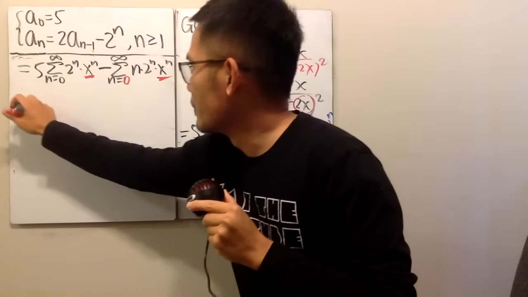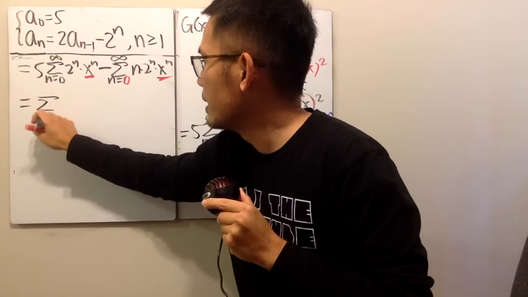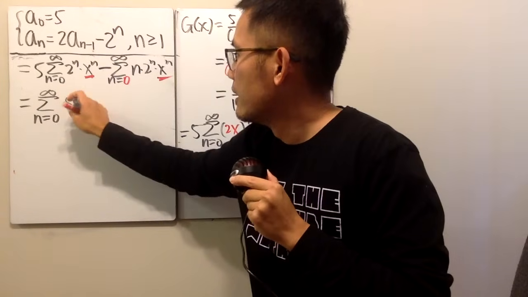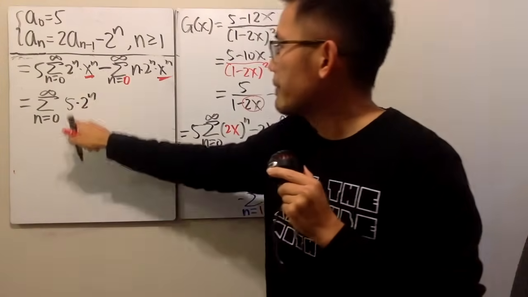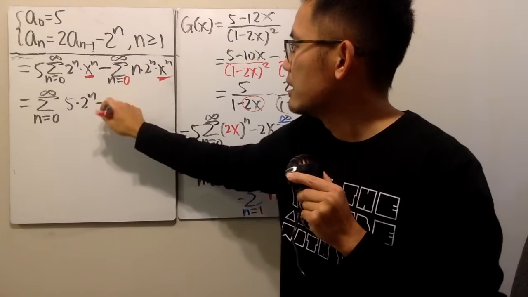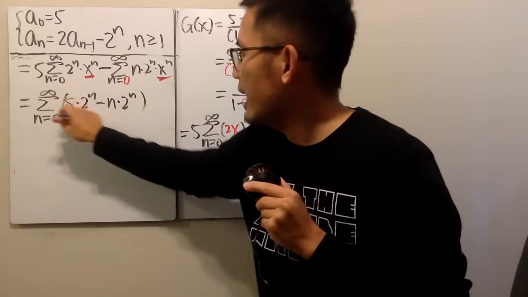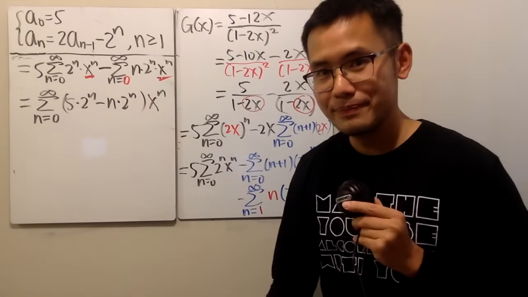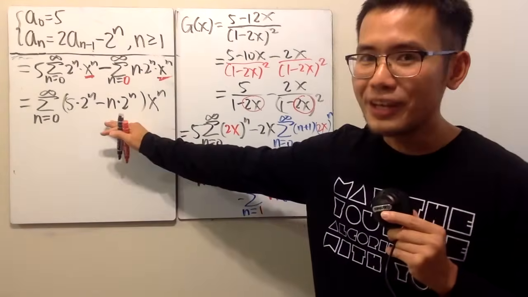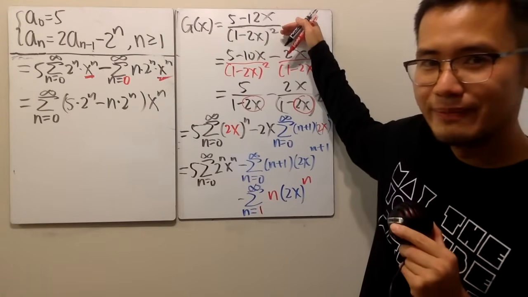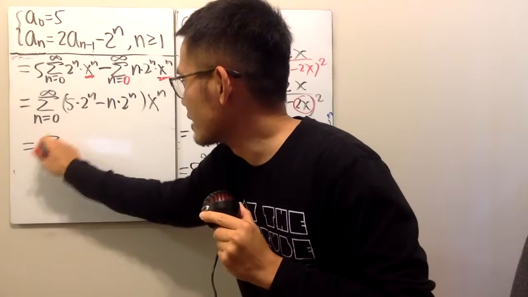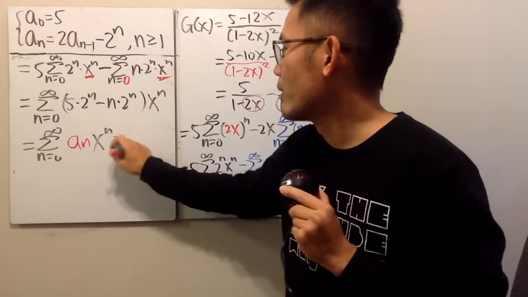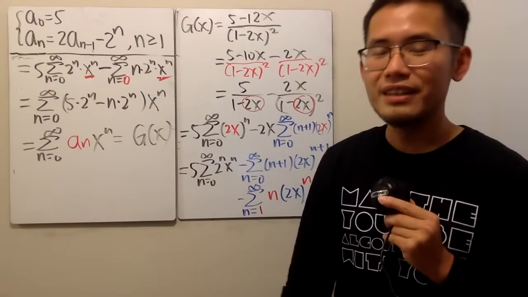I'm just going to write this down right here for you guys. Here we have the sum. I will combine both of them together into just one. Well, inside here, we have 5 times 2 to the n, yeah? And then minus, this right here is n times 2 to the n. And then both of them have that x to the nth power. So of course, I will just factor it out like this. Remember, this right here is our g of x, which is supposed to be the sum as n goes from 0 to infinity of a n times x to the nth power, because again, that's our g of x, namely our generating function.